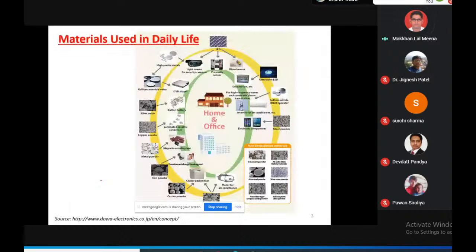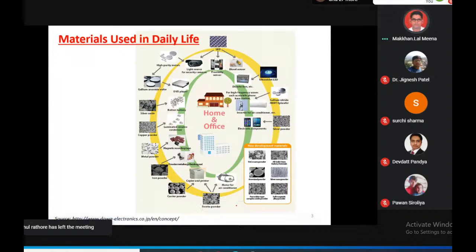So we can see in this slide various materials used in our daily life. We can see in this LED. LEDs are used for light sources, security cameras, blood sensors. We can use them in LED TVs, fridges, mobiles, printers, and magnetic recording tapes. So these are various examples that we use in our daily life, and it may be in the household also.